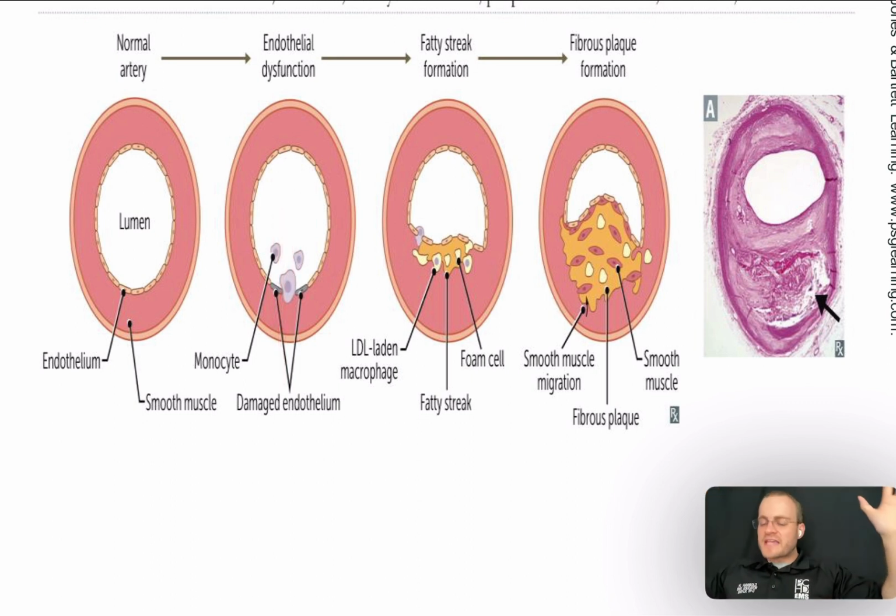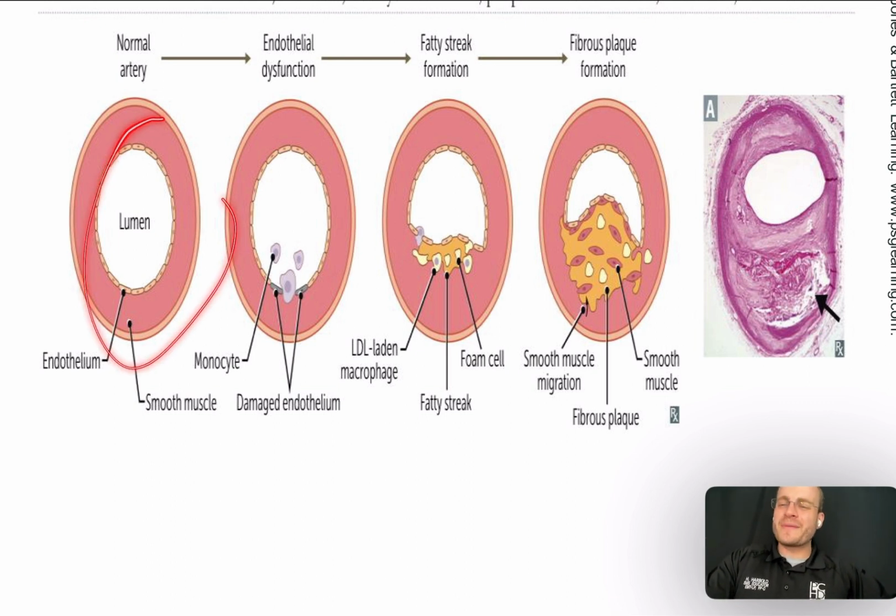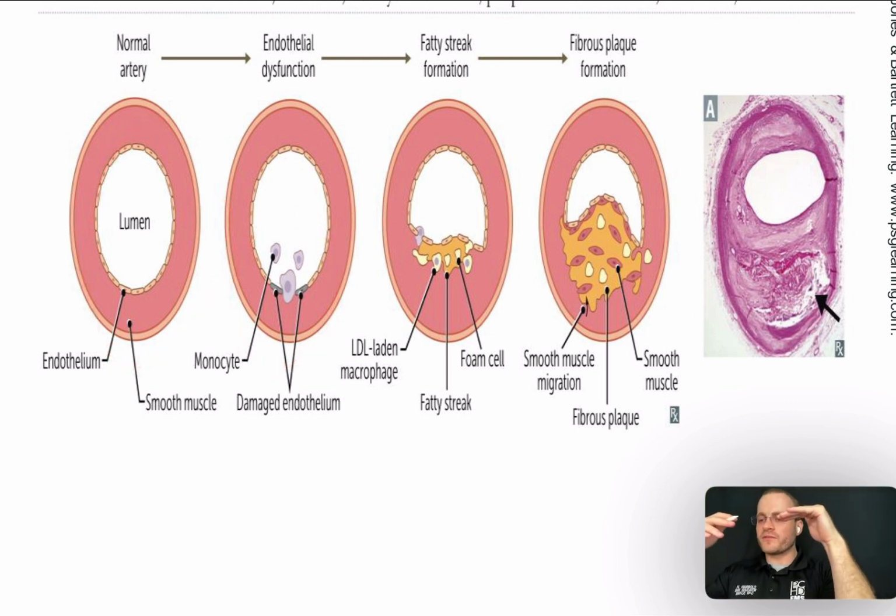Okay, this happens in everyone. I'm in my late 20s, and this has already happened to me. This happens to everyone, so calm down. But for those that have high blood pressure, this becomes very accelerated. It's a big issue. It's what causes the problem. So, normal artery, and for whatever reason, you end up with a tear on the inside of your blood vessel. Okay, well, that's a problem.